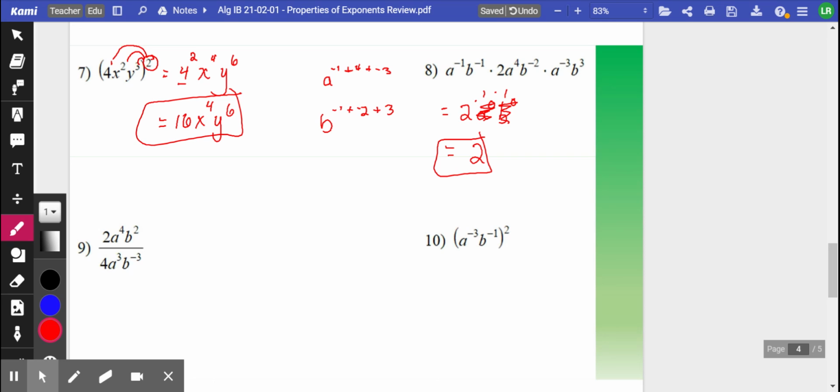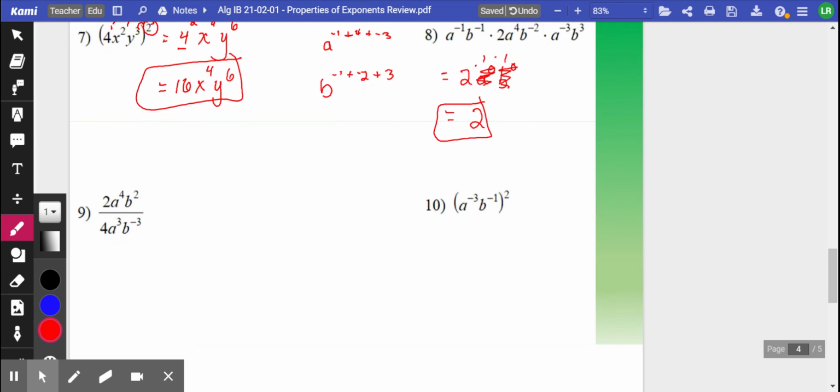Number 9 is a division problem. So first things first, let's simplify the fraction. 2 over 4 becomes 1 over 2. Now the a's are being divided, so we're going to be subtracting the exponents. 4 minus 3. And 4 minus 3 is 1.